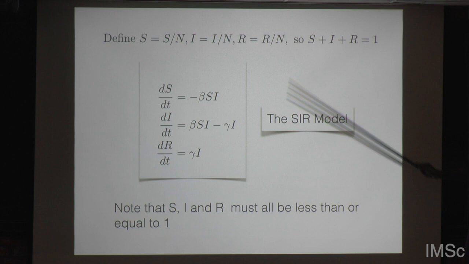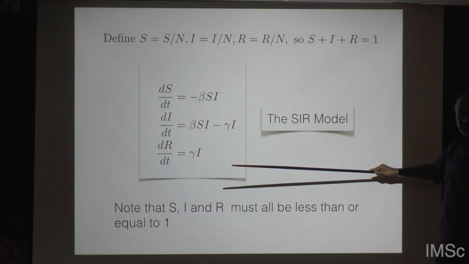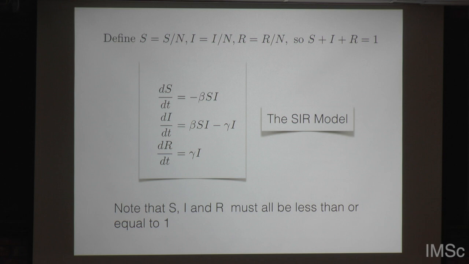And these are what the equations look like. They look the same. It's only the interpretation that is different. These are now fractions of the total population. And note that S, I, and R must always be less than or equal to 1. They must also be greater than or equal to 0. So S, I, and R must lie exactly in this band between 0 and 1 separately. And they must add up to 1. So technically speaking, only two of those variables are independent, because I can always get the third variable by appealing to the fact that they must sum up to 1.